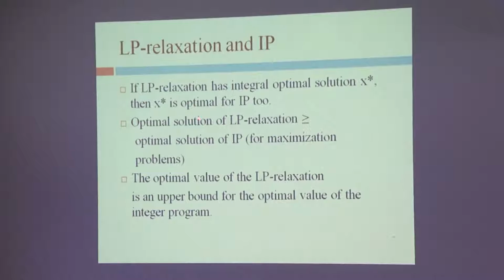So what did we say in the second point? LP relaxation's optimal value will definitely be greater than or equal to the optimal value of the integer program. What am I going to do with that? Use that as an upper bound. So that is what you are going to do. The optimal value of this is used as an upper bound for the optimal value of the integer program.